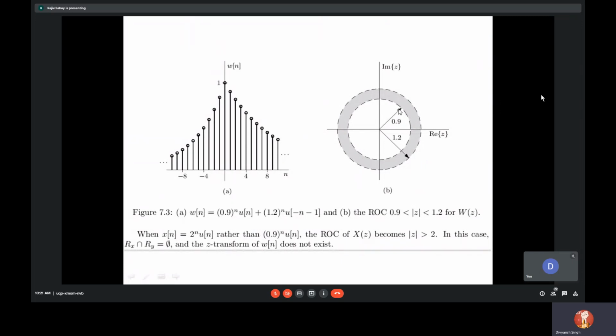So because it was 0.9, the ROC of the causal part will be extending outwards from 0.9. Now suppose this 0.9 becomes 2, then the ROC circle will be somewhere here, outside 1.2, and the ROC of the causal part will be beyond 2, and the ROC of the anti-causal part is extending inward from 1.2. So there is no intersection of those two ROCs. So therefore, you will have no Z transform for w[n].